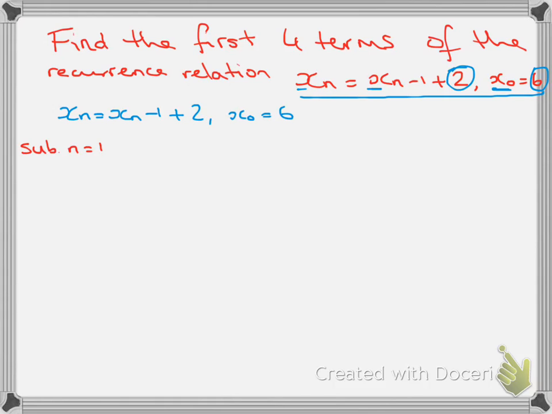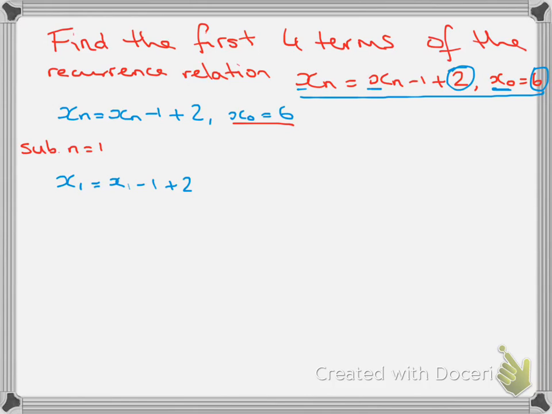So this becomes now x1 equals x1 minus 1 plus 2, and we can leave it at that for the moment. The x1 we can bring in a second. Now we have actual numbers, we can actually work this out. But before we do that, we need to substitute our 6. So we have the x0 equals 6 there. We need to substitute that into our equation.